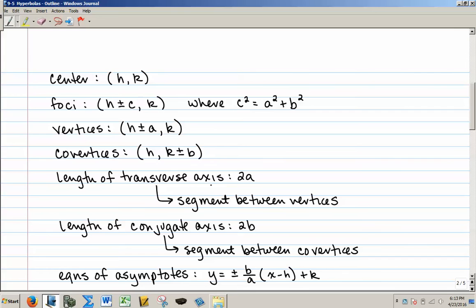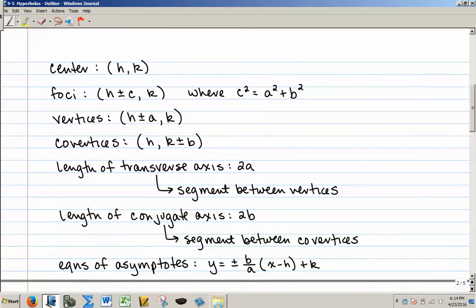The length of the transverse axis, the segment between the vertices, is going to be 2 times a, and for this one that's going to be the one in the horizontal direction. The length of the conjugate axis, which is the segment between the covertices, a vertical line, is 2b. A hyperbola has asymptotes. It has diagonal lines that the curve approaches but never touches, and it's given by this equation here. We're going to draw the asymptotes, but I'm not going to ask you to give me their equations.